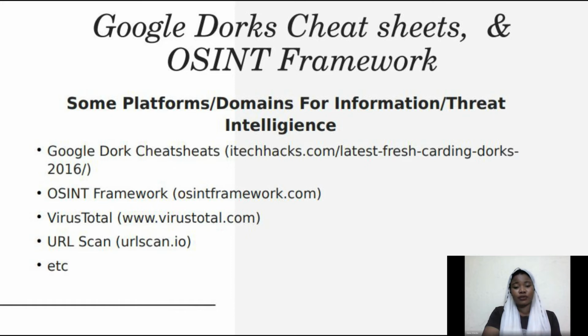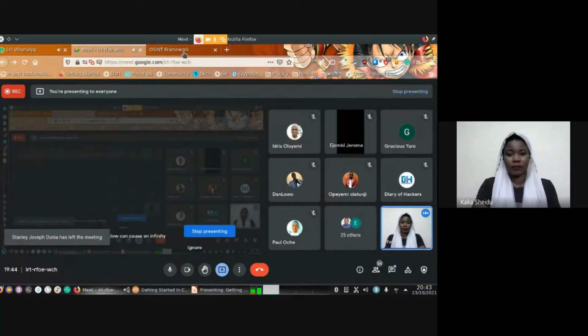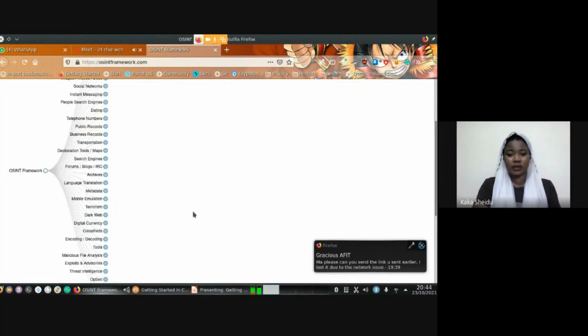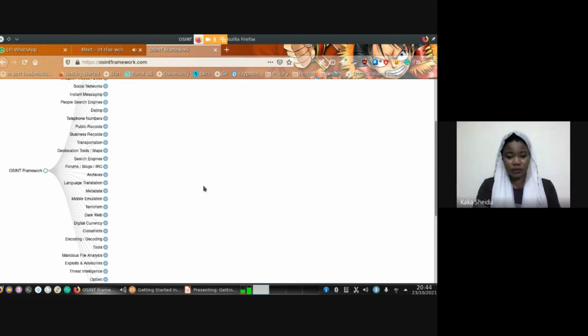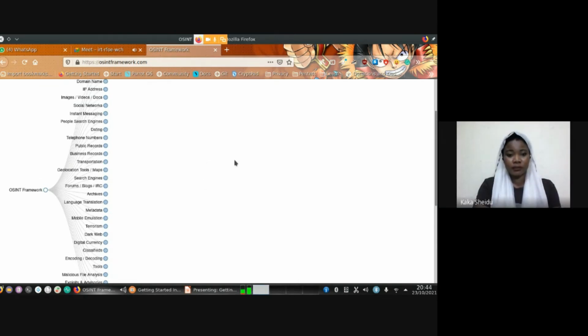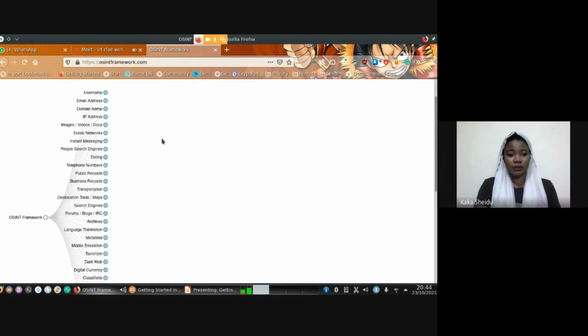And we have the OSINT framework. This framework is actually so good. Let's see if I can show you what it looks like. Can we all see this? Can we all see my screen? It's visible now, right? Yes, it is. So this is the OSINT framework.